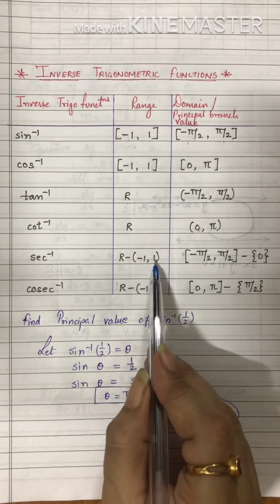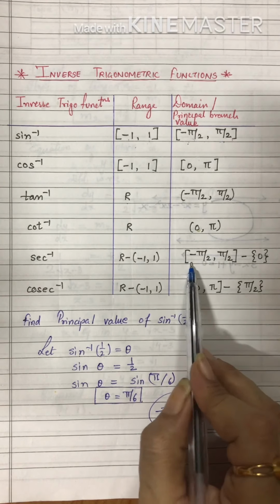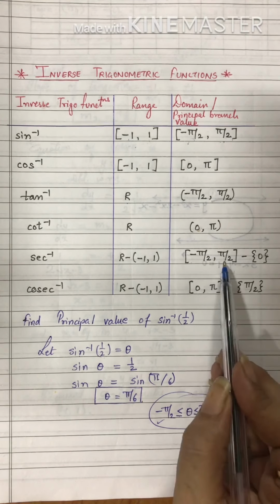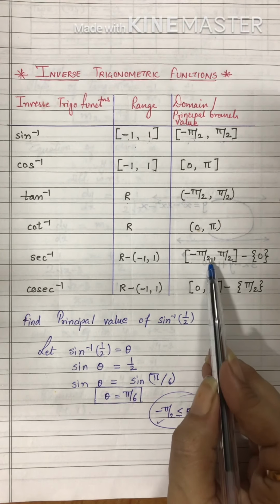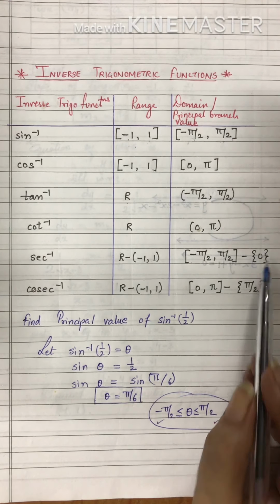This is a round bracket. So between minus 1 and 1, not including minus 1 and 1. And the domain is minus pi by 2 and pi by 2, that is including these two and the values which are between these two, but not 0. Okay, except for 0.